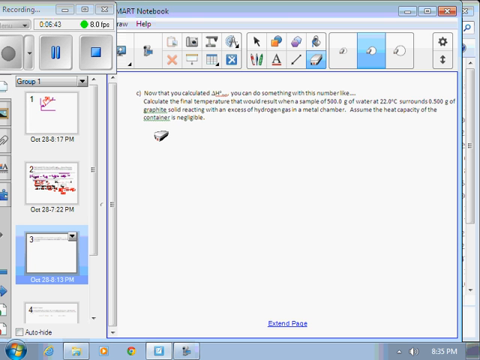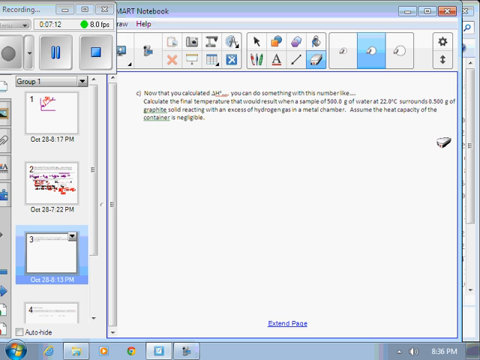So here's a classic calorimetry application. It says calculate the final temperature that would result when a sample of 500 grams of water at 22 degrees surrounds 0.5 grams of solid graphite reacting with an excess of hydrogen gas in a metal chamber. Assume the heat capacity of the container is, that's a tough word to say, negligible. Okay? All right, so it's definitely a calorimetry problem. So it's talking about temperature and water being involved.